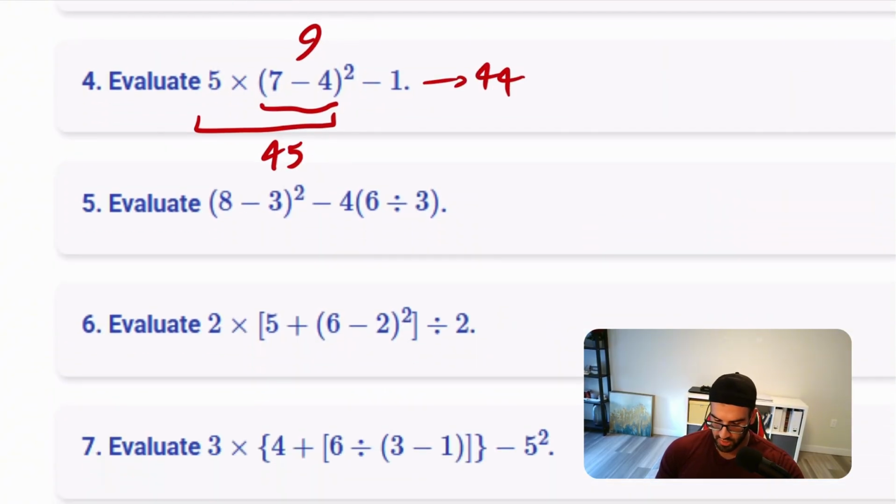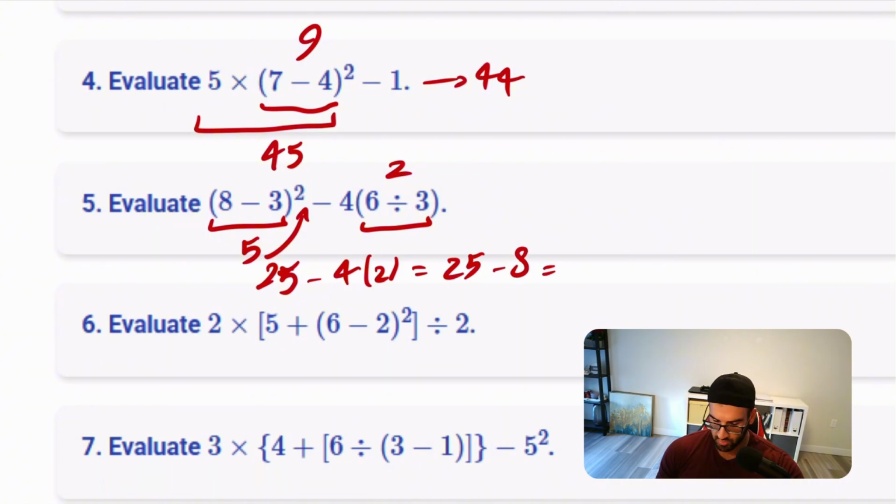Then we do have this one. Again, do anything inside your parentheses. 6 subtracted by 3, 2. 8 subtracted by 3 is going to be 5. After that, we have to consider this some kind of exponent. So we do have 25 subtracted by 4 multiplied by 2 is going to be 25. Subtracted by 8 is going to be 17.